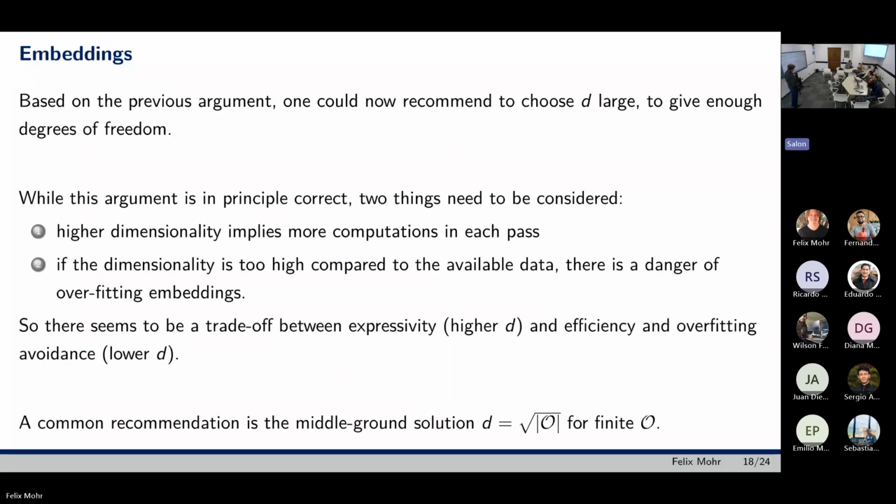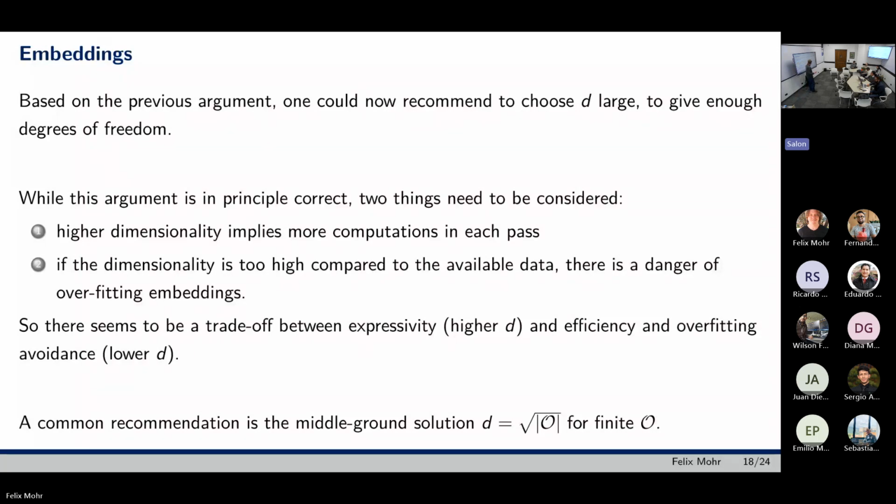So there's this trade-off we need to solve. Based on the previous, one could recommend, okay, choose D as large as you can, at least large enough. We don't really know what is large enough. But having more dimensions gives you more possibilities and more freedom. That can be an advantage in general, okay? But this implies more complication, so maybe we don't want it for this reason. And the other thing is that you have this overfitting problem. So somehow we want to have a middle ground.